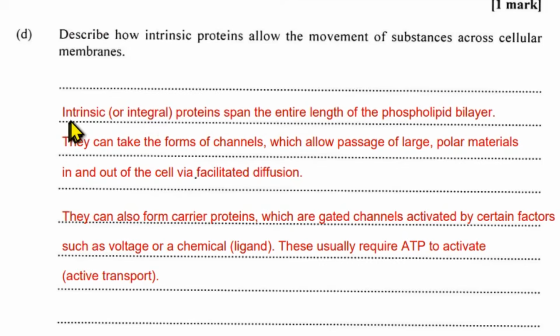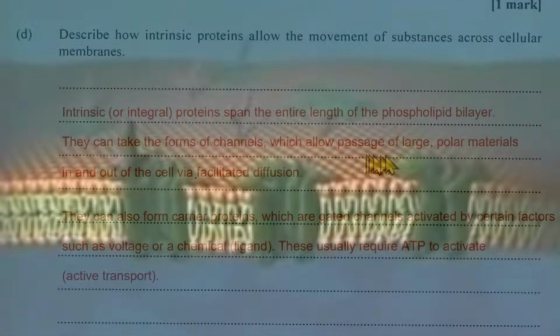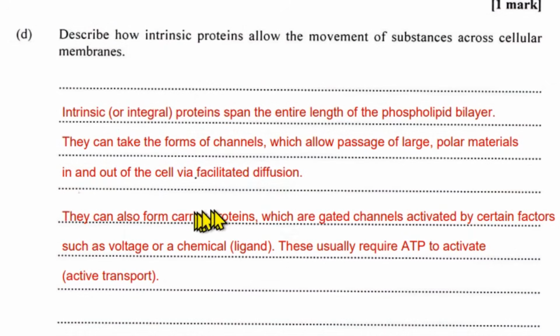So looking at the question here, intrinsic or integral proteins span the entire length of the phospholipid bilayer. They can take the forms of channels which allow the passage of large polar materials. An example of that would be glucose or mRNA in and out of the cell via facilitated diffusion. They can also form carrier proteins, which are gated channels activated by certain factors such as voltage or chemical or molecule called a ligand. These usually require ATP to activate, and thus this is called active transport. Once you have 2 points well laid out, you should be able to get your 4 marks.